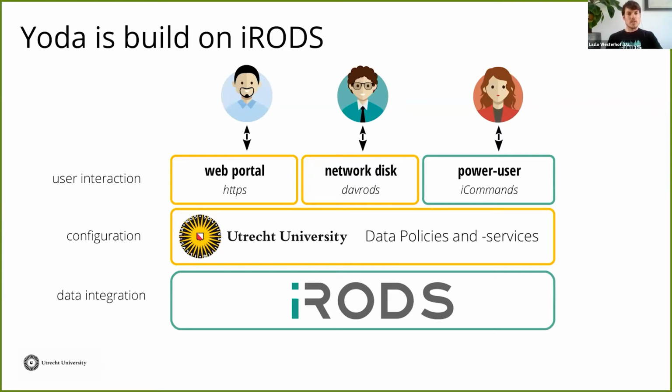In the front end, Yoda has several ways for user interaction. We have a web portal for interaction through a web browser. We have a network disk available using DavRODS, and our power users can use the iCommands or other iRODS clients to interact. The web portal uses the Yoda API to communicate with the Yoda backend.